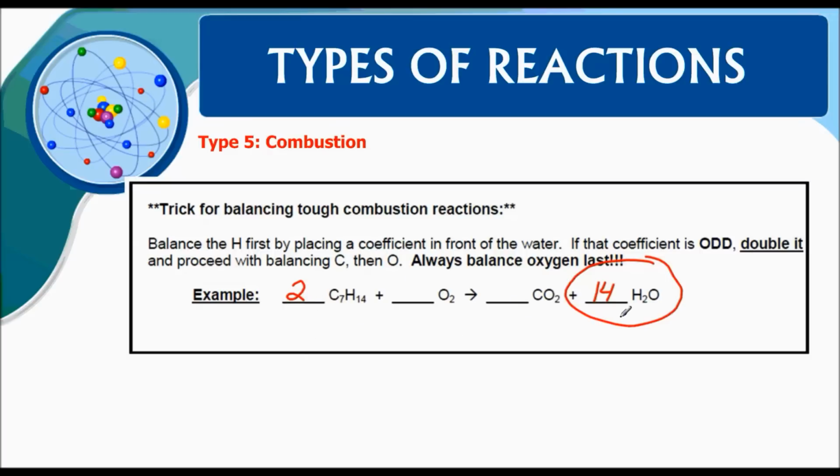So after you've balanced out your water molecule or your hydrogens first, then you want to move on to doing carbons. Remember, oxygens are very last. So I've got 14 carbons because 7 times 2 is 14, which means I need to put a 14 in front of carbon dioxide on the product side. Lastly, I'm going to add up my oxygens. So I've got 28 plus 14, which gives me 32 oxygens. So I'm going to put a 16 in front of O2 on the reactant side. So again, a trick for balancing combustion reactions is to make sure that the number in front of the water molecule is an even number.